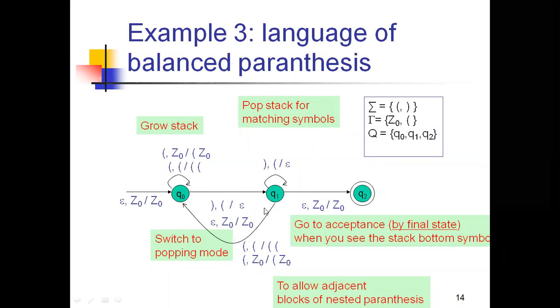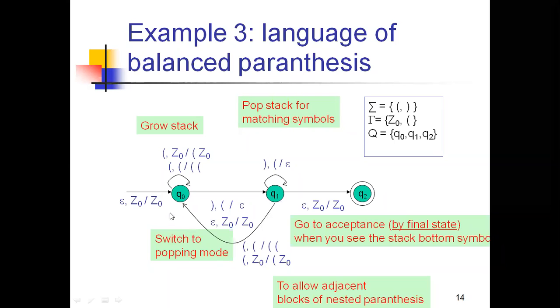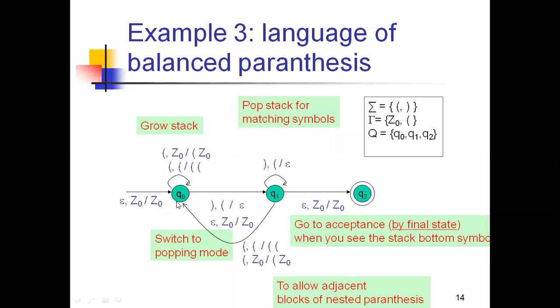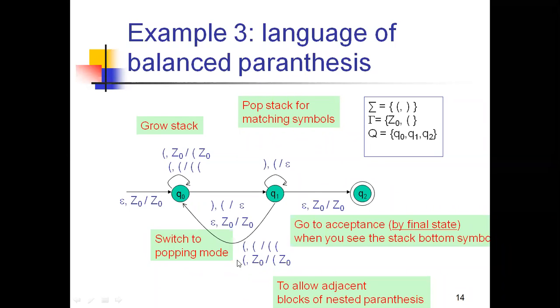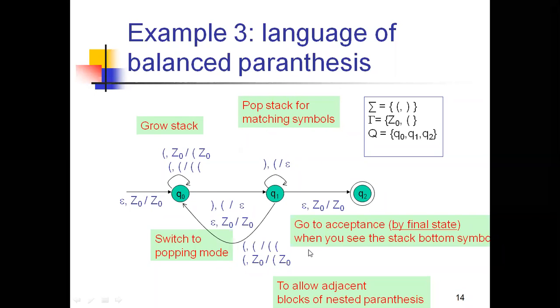So here we're having a transition from Q1 to Q naught. What the transition means: if you open from Q1 open, then it gives a state like Q naught open, right? And if it is open Z naught, then it is open Z naught. See the transition here, Q1 to Q naught. That means here also we are switching to popping mode. After Q naught, whatever we did, all of it comes under popping the stack for matching symbols. That means we are checking how to pop it, and how to make it an acceptance.